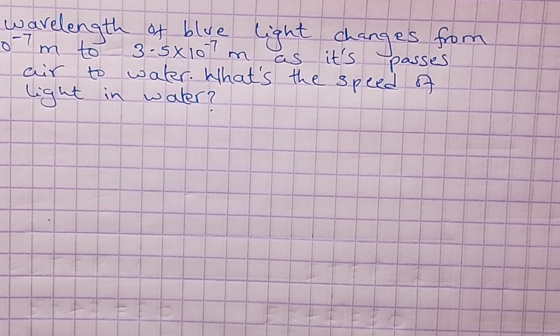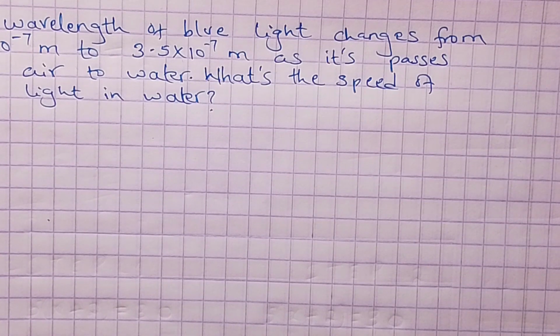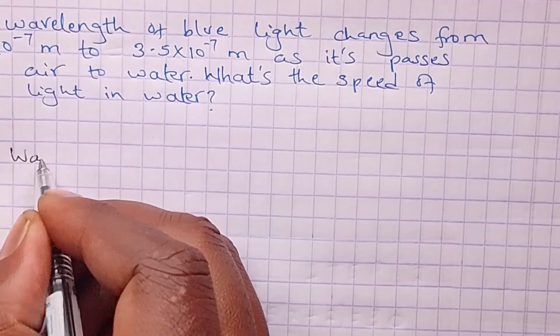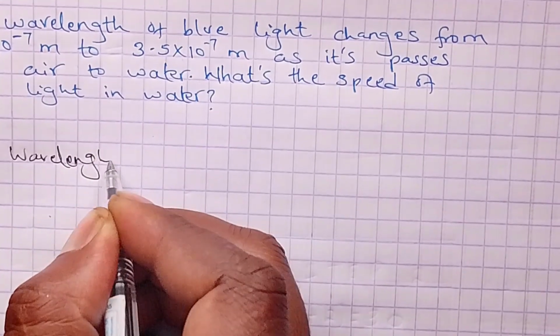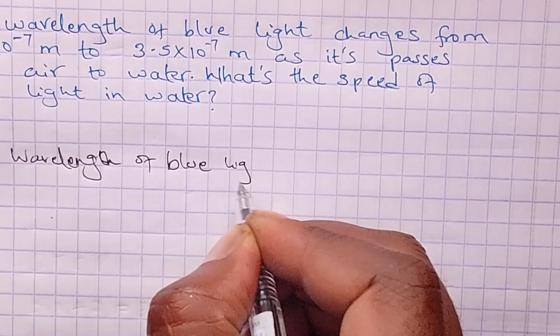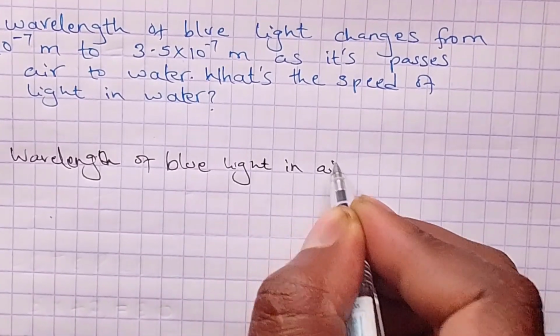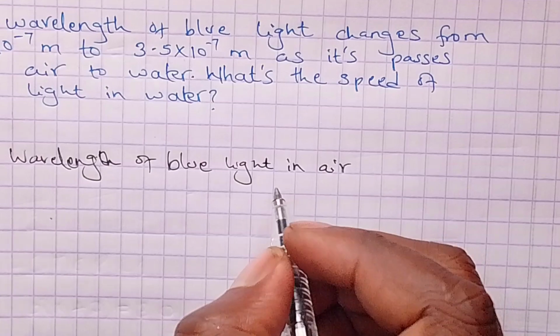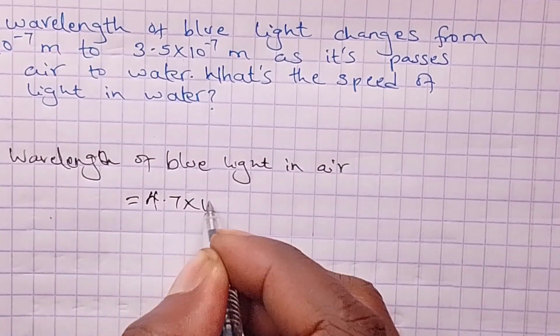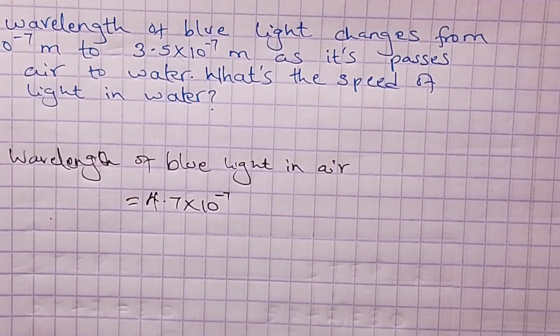Now, first of all, in physics, we always write down what we are given. That's the first thing you do. We are given the wavelength of a blue light in air. The wavelength of a blue light in air, that is 4.7 times 10 power negative 7. That's the first thing.